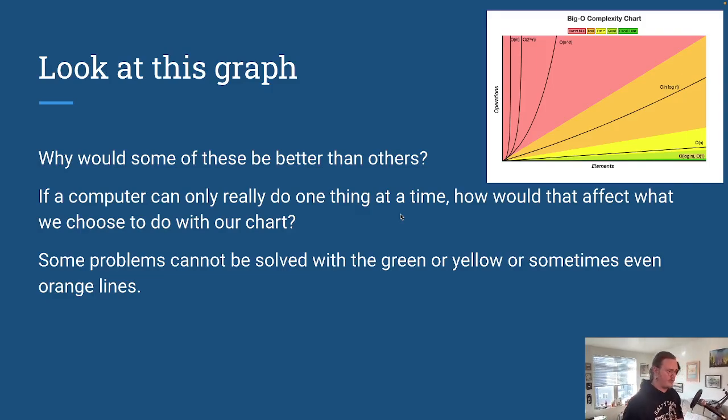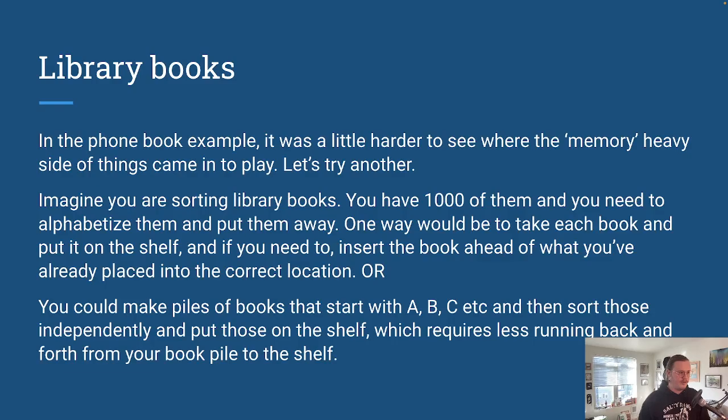So if a computer can only really do one thing at a time, how would that affect what we choose to do with our chart? Because obviously it can't go faster, right? You can't feed your computer more gas and make it go quicker. And you can by getting more computers to help with the problem, but that's expensive and not always really a realistic option for us. So some problems cannot be solved with the green or yellow or sometimes even orange lines. Some problems are just plain bad and there's no way to get around it. And so it's okay if you end up having to do multiple loops for something, but it's always worth considering, is there a more efficient way of doing what I'm trying to do here?